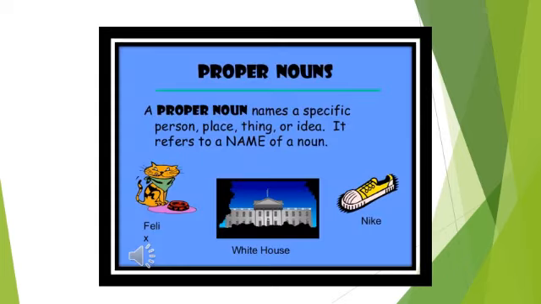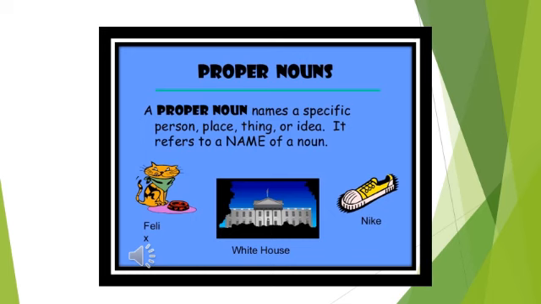The second one is proper noun. What is a proper noun? It is a type of noun that deals with a specific person, place, thing, or idea. If I talk about a boy whose name is Ali, it means Ali is a proper noun. If I talk about a building, and that building is the White House, it means that building is a specific one. If I talk about shoes, and the shoe brand is Nike, it's also a proper noun.